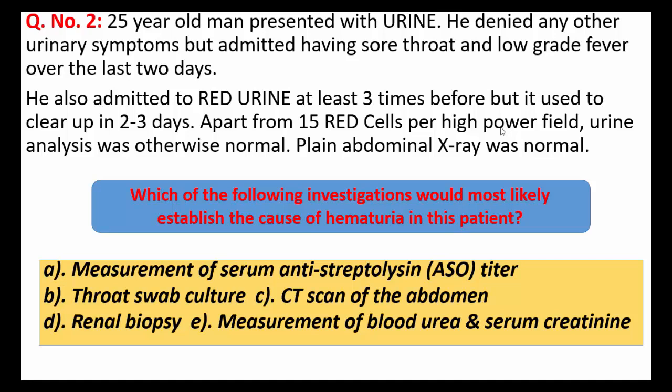So if we differentiate from post-streptococcal, we see the symptoms after sore throat. We will have the glomerular symptoms appear after 1 to 2 weeks, but here the symptoms are just over the sore throat and low-grade fever over the last 2 days, and he presented with blood in the urine. So there is a very short history of sore throat and blood in the urine. So it will be IgA nephropathy, and the diagnosis will be by renal biopsy.